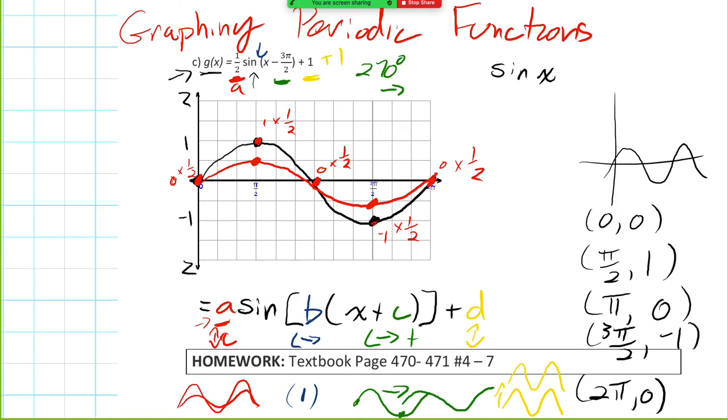The c value here actually affects the x-axis. So our x-axis happens to be 0, pi over 2, pi, 3 pi over 2, and 2 pi. And what's actually happening here is we're subtracting, so we're shifting to the right. We're actually adding 3 pi over 2 to everything. One of the ways we can do that is to take the 0 value and move it right to where 3 pi over 2 is. And then from there, it looks like 1, 2, 3. Our next coordinate would be up here.